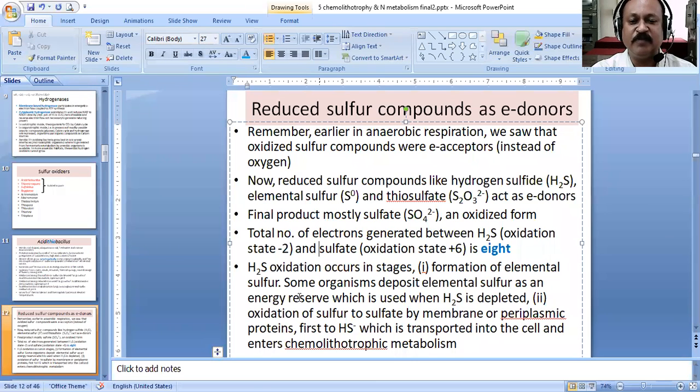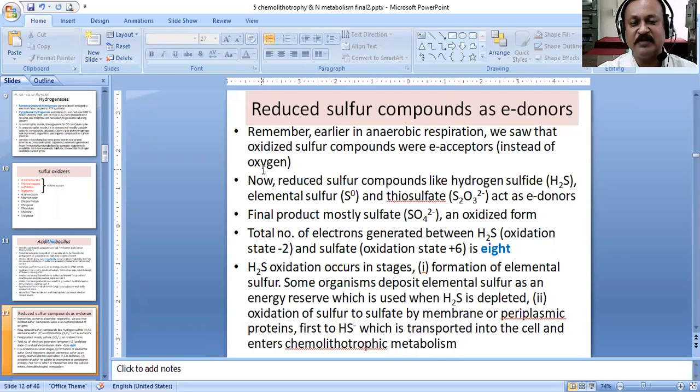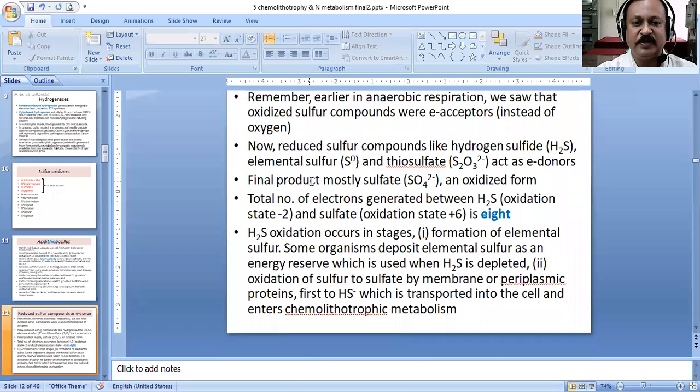The first stage is the formation of elemental sulfur. So if it is, for example, thiosulfate or H2S, then initially these are converted to sulfur. And further, in the next step, the sulfur is converted to sulfate by the membrane bound or periplasmic proteins. So just remember that this is a two-stage process: hydrogen sulfide to sulfur, or thiosulfate to sulfur, and from sulfur to sulfate. These are the two steps of the oxidation of sulfur compounds.